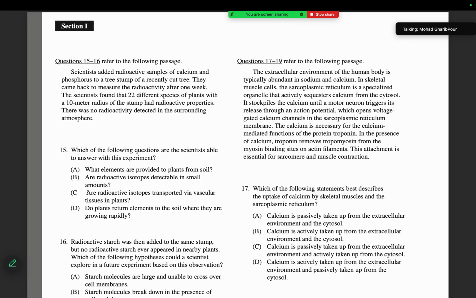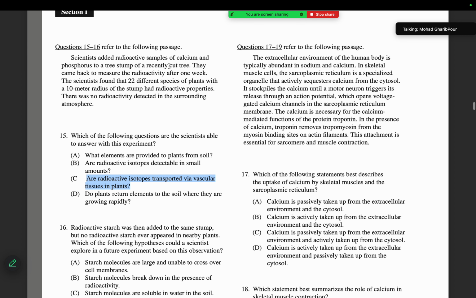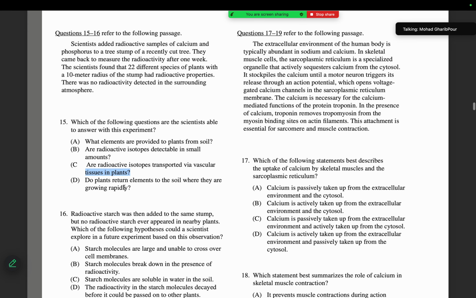And then, are radioactive isotopes transported via vascular tissues in plants? Yeah, I mean, this could be something they're testing because they're basically testing the uptake of these substances that they've put in the soil. Or actually, they've added it to the tree stump. So basically, they're testing if it's going to go down or not, right? So yeah, it would test whether this thing goes down the vascular tissues in plants.